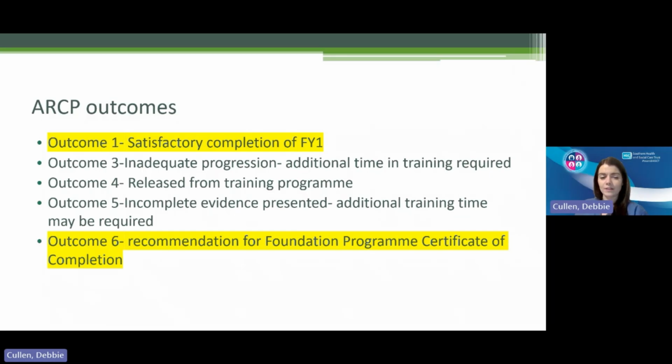And then we'll reconvene a panel. And if you're still unable to produce that evidence, an outcome 5 usually transfers to an outcome 3, and you will require additional training time. But on the flip side, if you are able to produce that evidence and the panel are then satisfied, then you'll either receive an outcome 1 or an outcome 6.